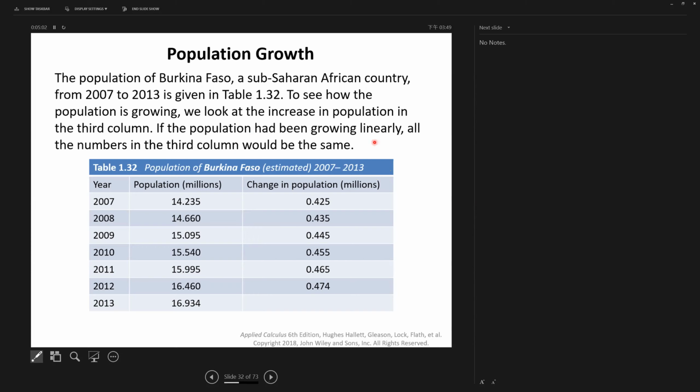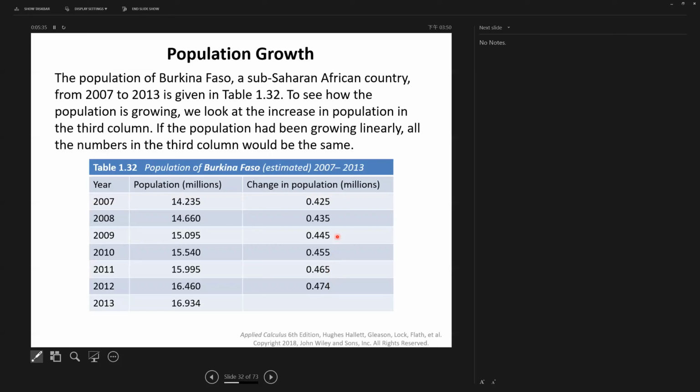You look at the increasing population in the third column, right? So we have change in population right here. Let's start with 2007, 2008. From 2007 to 2008, it grew 0.425 million, 0.435 from '08 to '09, and so on. So you can see that the increase between every year is increasing. Not only is the population increasing, but the change in population every year is also increasing as well.